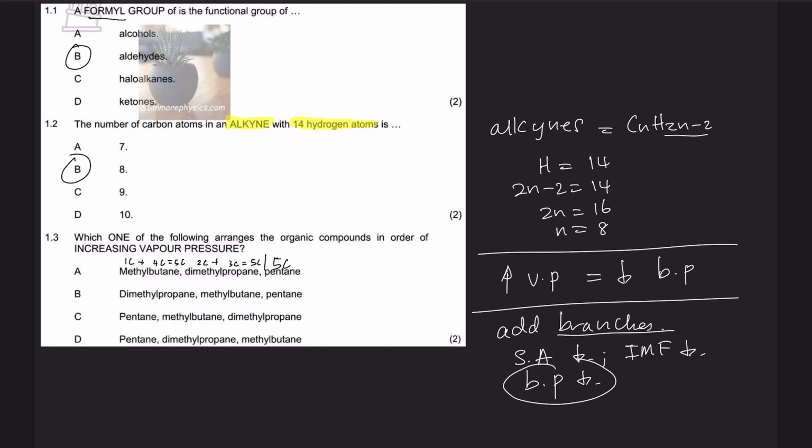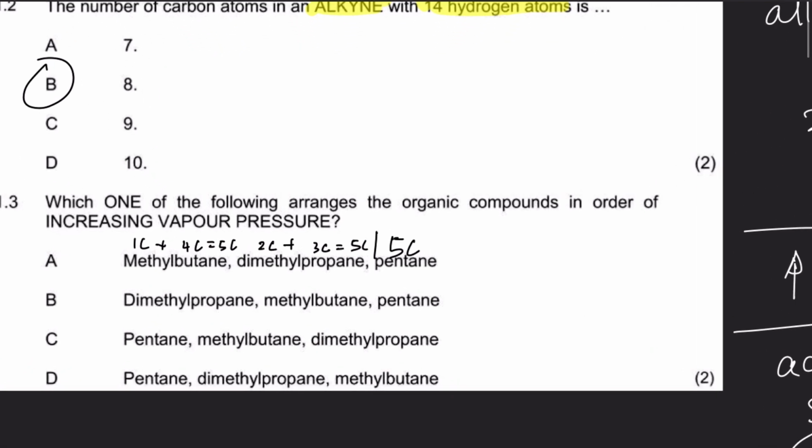So we need to ask ourselves now, from these molecules, which one has the most branches? Dimethyl propane will have the most branches. It's going to have 2 methyl branches. So that should be last. Okay, so the answer here would be C. Increasing vapor pressure, decreasing boiling point.